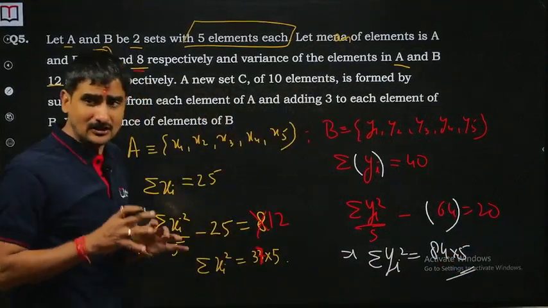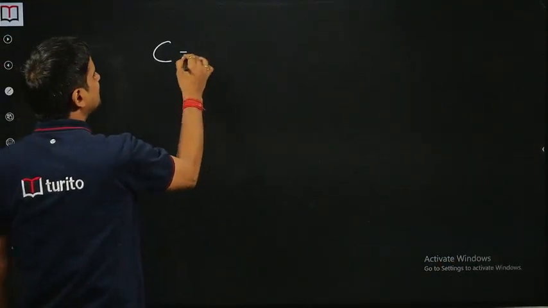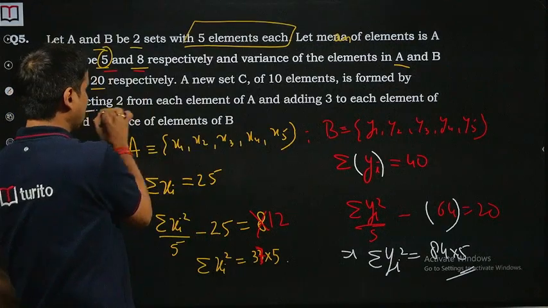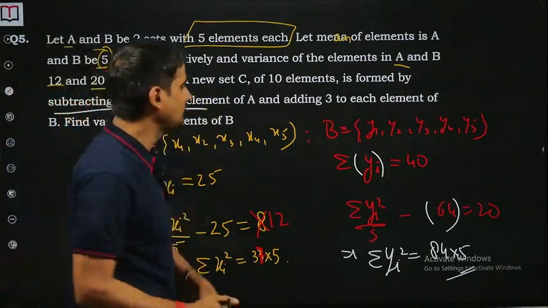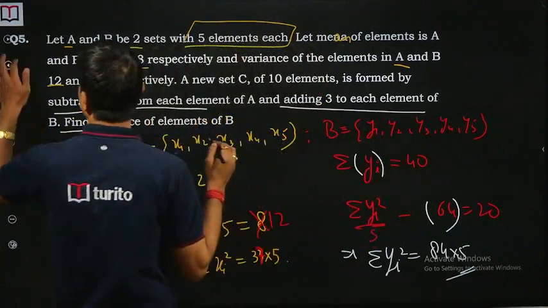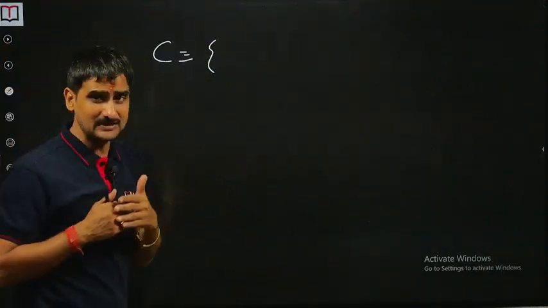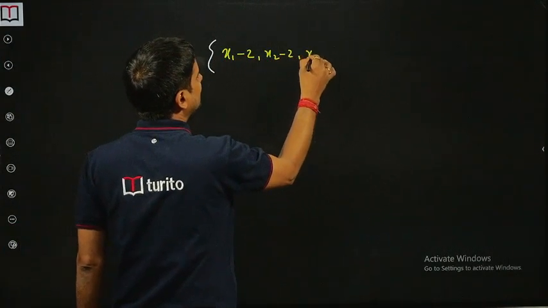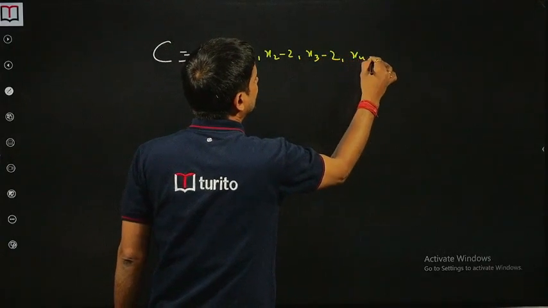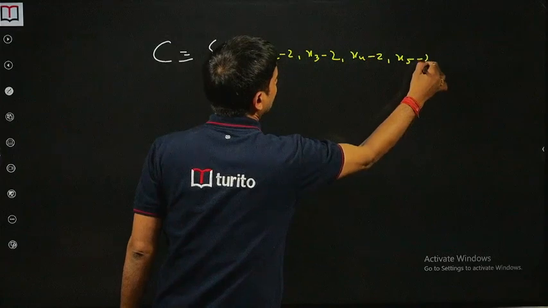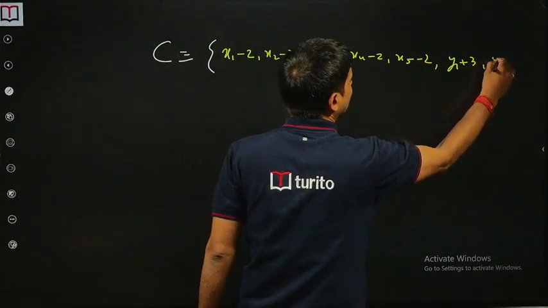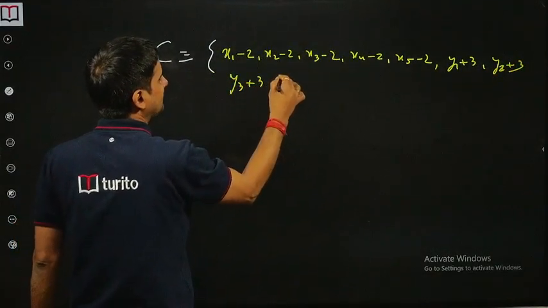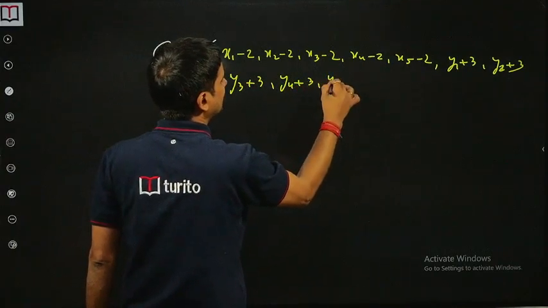Now we have a set C here, which is the collection of all these elements from A and B, but is formed by subtracting 2 from each element of A and adding 3 to each element of B. So what are the elements of set C? It's x1 minus 2, x2 minus 2, x3 minus 2, x4 minus 2, x5 minus 2, and then y1 plus 3, y2 plus 3, y3 plus 3, y4 plus 3, y5 plus 3. So these are its 10 elements.